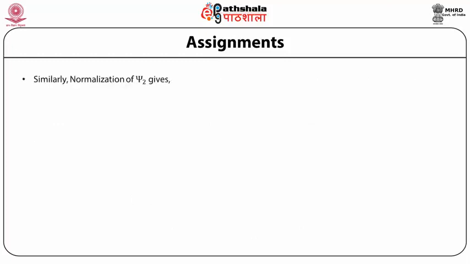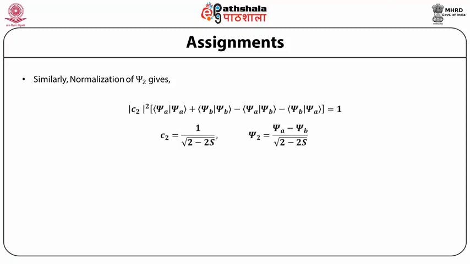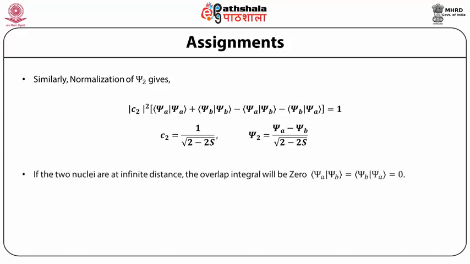Similarly, normalization of psi 2 gives C2 square integral of (psi a minus psi b) squared equal to 1. So, C2 is equal to 1 upon root of 2 minus 2s, and psi 2 is equal to psi a minus psi b upon root of 2 minus 2s. And if the two nuclei are at an infinite distance, the overlap integral is 0, that means the integral of psi a psi b is equal to psi b psi a is equal to 0, and the normalization factor for both psi 1 and psi 2 is root 2.